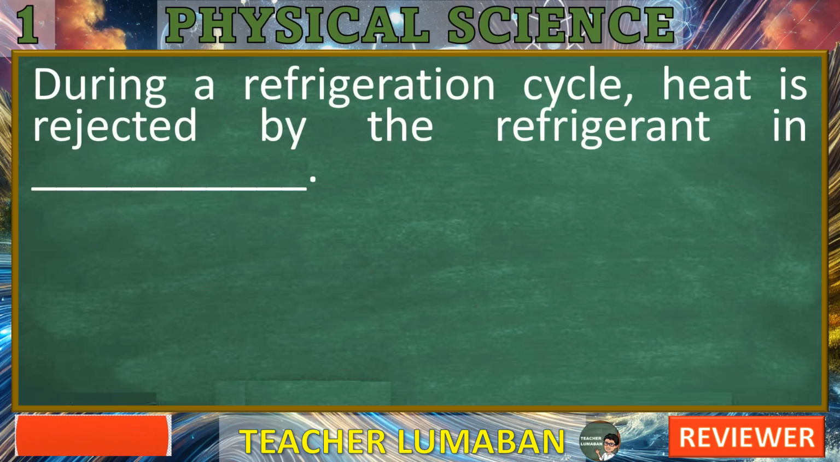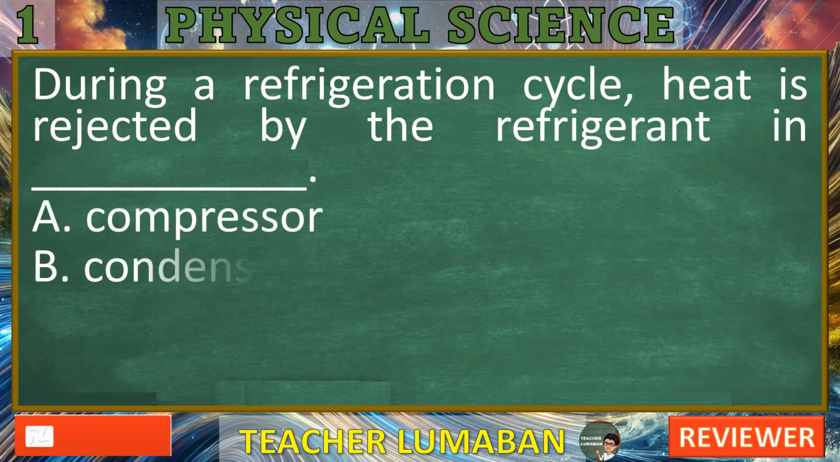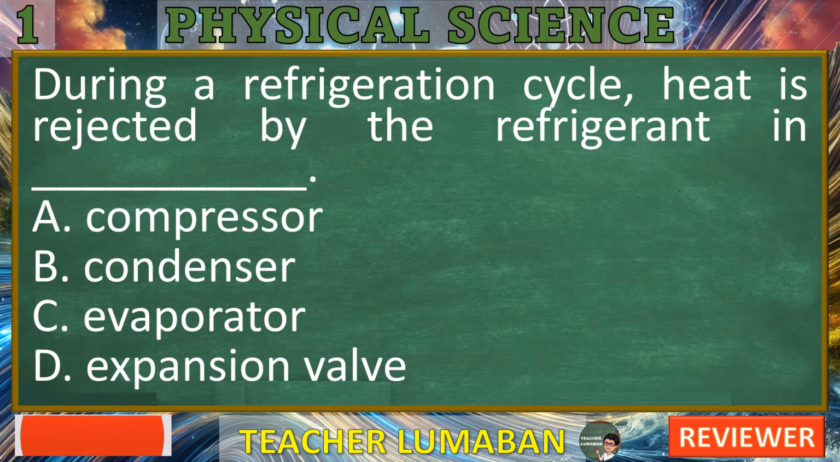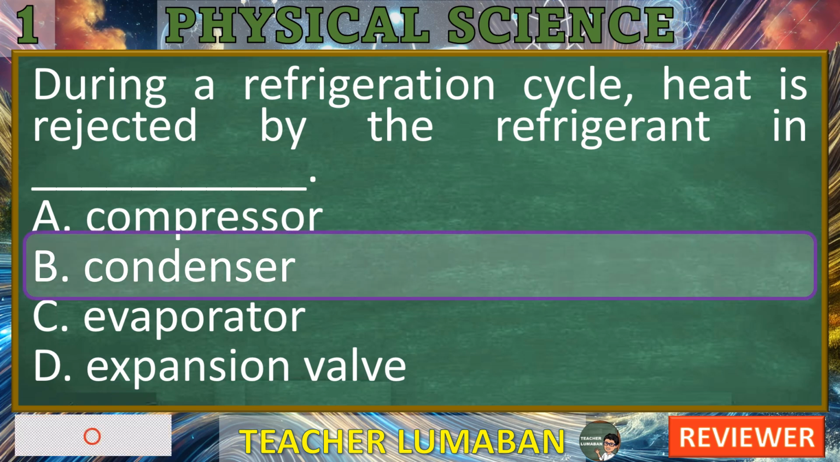During a refrigeration cycle, heat is rejected by the refrigerant in A. Compressor, B. Condenser, C. Evaporator, D. Expansion valve. In the next 5 seconds, select the best response from the available options. 5, 4, 3, 2, 1. The best answer is B. Condenser. Here's an explanation of each choice.